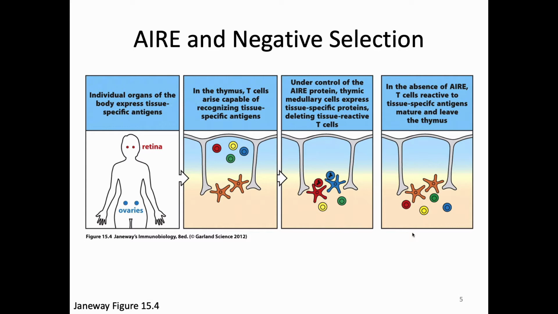This textbook phrases AIRE really nicely. It says, under the control of the AIRE proteins, thymic medullary cells express these tissue-specific proteins. If you study AIRE, and you study different aspects of AIRE, almost everything that you study about it makes you say AIRE is a transcription factor. It's a transcription factor that leads to the transcription of all these different proteins.